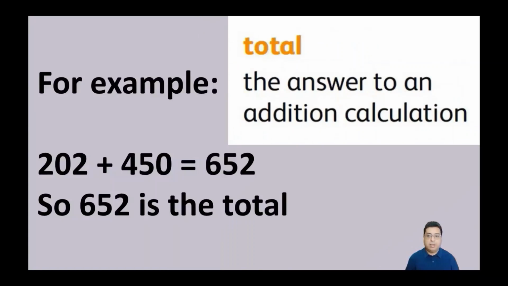Total, the answer to an addition calculation. For example, 202 plus 450 equals 652. So 652 is the total. So I just wanted to show you some examples of the vocabulary words that exist for both addition and subtraction. Now there's tons out there, I'm sure.